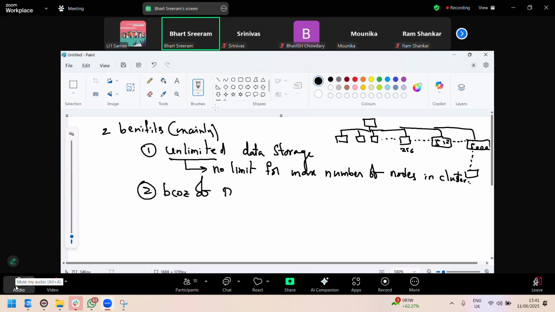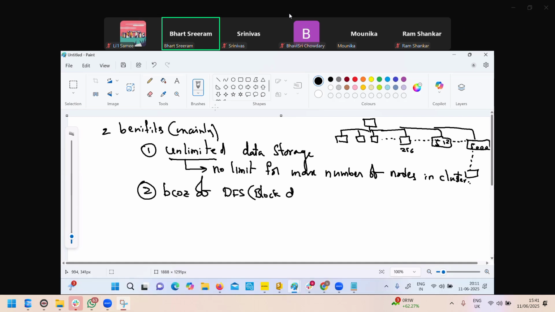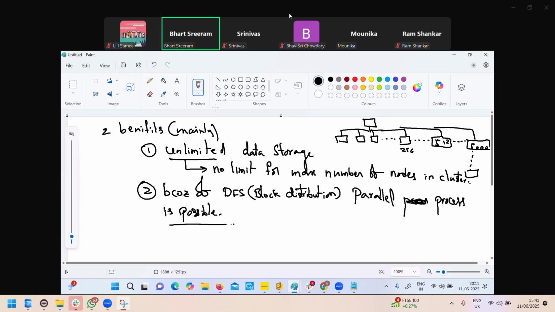Because of DFS, that means block distribution, parallel process is possible. How? Because of the multiple nodes that are there.